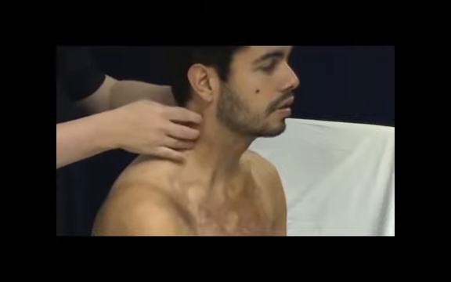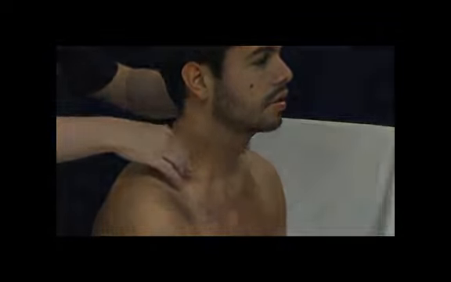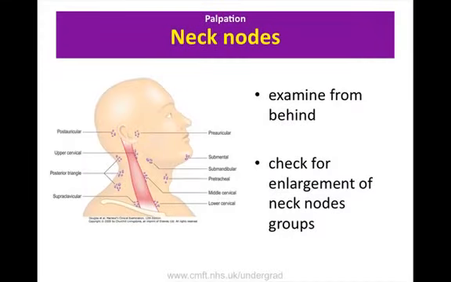Then place the fingers just medial to the top of the sternocleidomastoid muscle. Work down the medial border of the muscle, palpating the cervical lymph node chain. Note the size and consistency of any palpable node and whether it is fixed to surrounding structures.